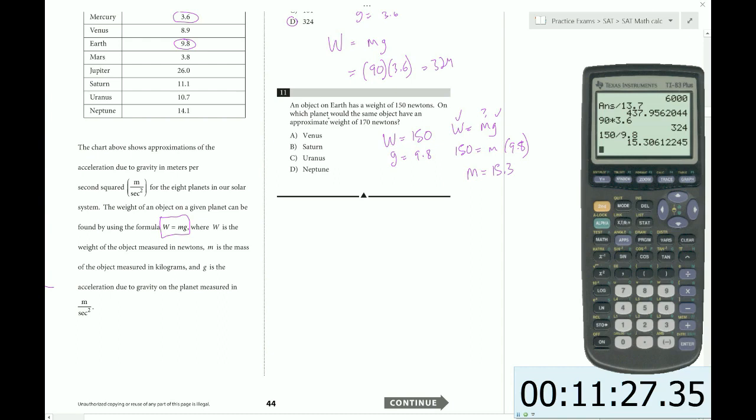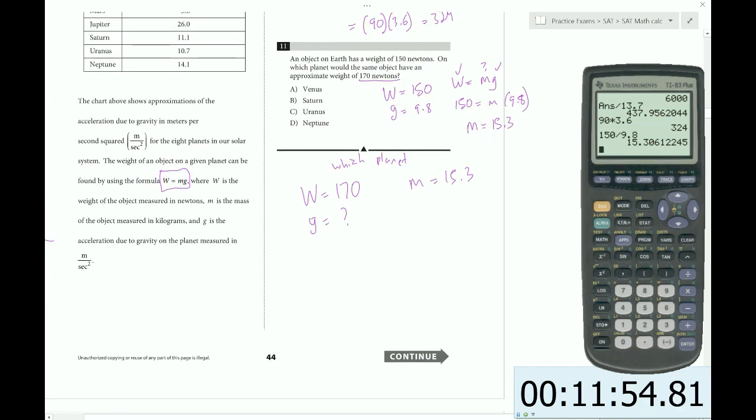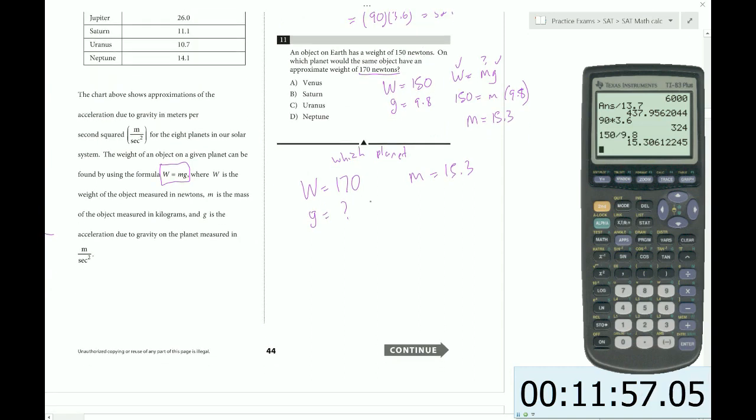Then the question is, on which planet would the same object have an approximate weight of 170 newtons? So we want the weight to equal 170 newtons, and we want to know which planet. So effectively what they're asking for is what is g going to equal? Because we know now the mass is 15.3, and that's not going to change depending on which planet you're on, right? So we can use that number.